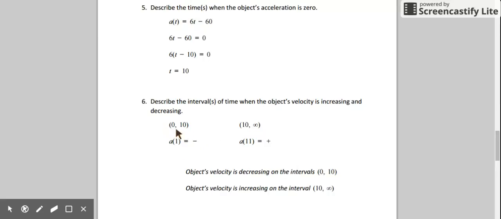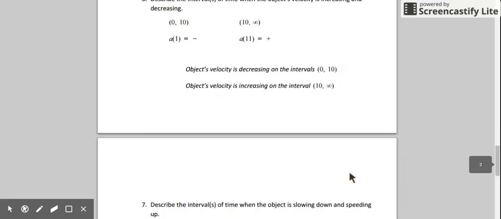So if I test a value in between 0 and 10 and plug it into my acceleration function, I get a negative value. So that means that my velocity was decreasing. If I test a value greater than 10, like 11, and plug it into my acceleration function, I get a positive value. So that means that my velocity was increasing on that interval. So we can summarize that information and we could answer some more questions.